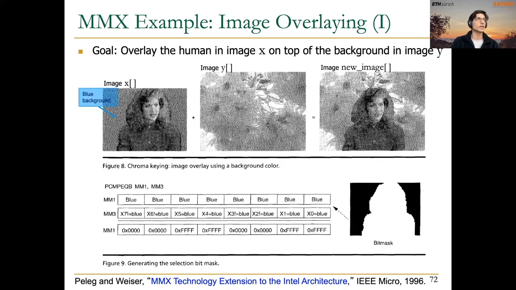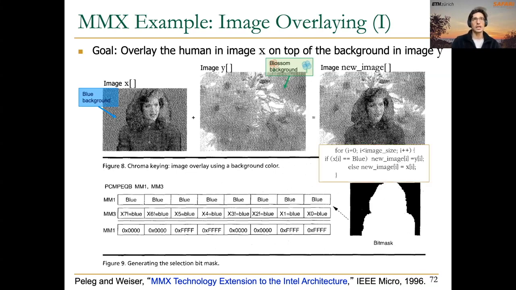And if you want an example here, you can see a simple example where we want to do the overlay of a human in image X on top of the background in image Y. So this is image X, this is image Y, and as you see, image X has the figure of one woman, and behind we have a blue background.